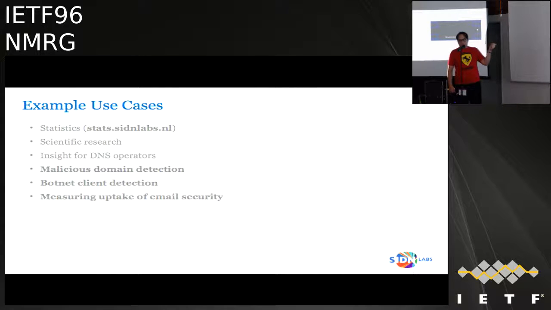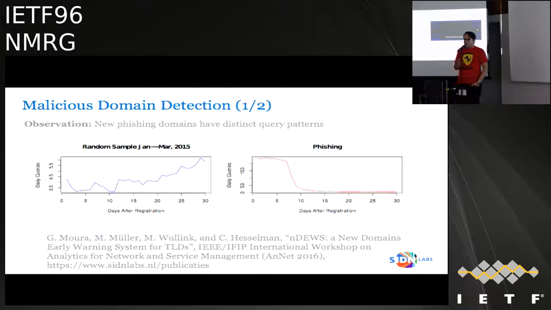We also have some stuff on malicious domains, and we're going to cover the ones in bold here. Next one, please. One of the things we need to do in the labs is to use this data we collect to improve both security and performance and stability of the service that we maintain, the .nl authoritative service.